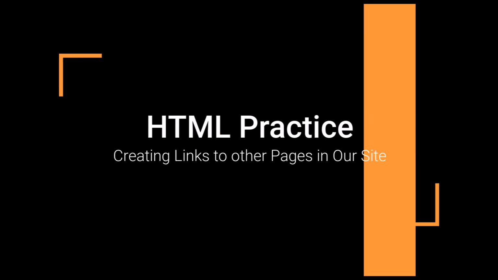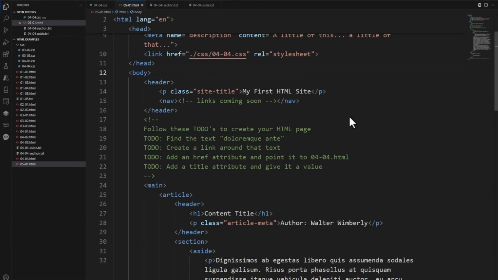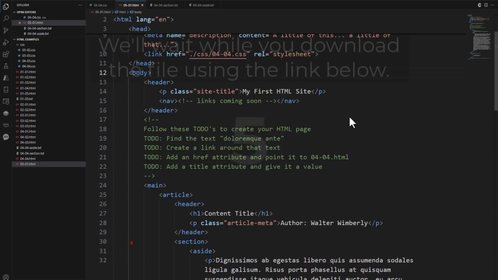The best way to get better is to practice. In this example, we're going to create links to another file inside our existing page. This file is available for download using a link provided below in the description. We'll give you a couple seconds so you can pause this video, download the file, and then you can either try it on your own or follow along.